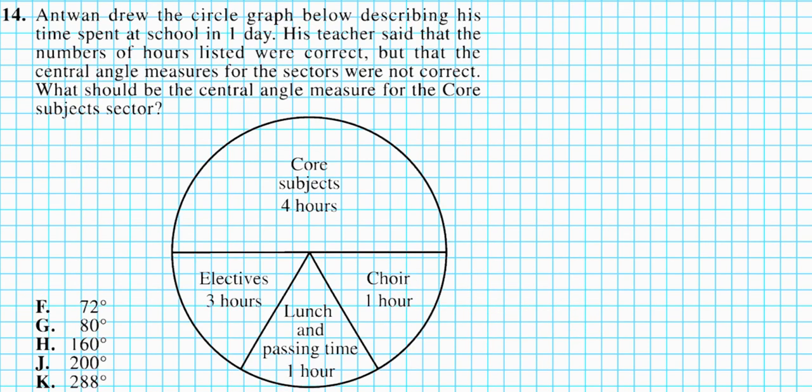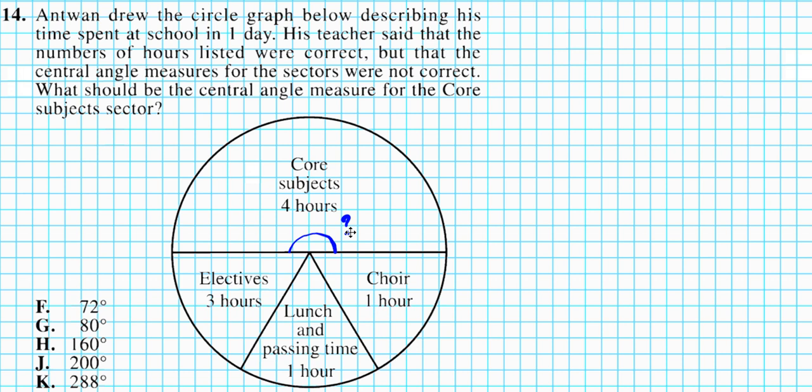All right, let's take a look at problem 14. We're looking at fractions and geometry together. It reads, Antoine drew the circle graph below describing his time spent at school in one day. His teacher said that the number of hours listed were correct, but that the central angle measures for the sectors were not correct. So those angles aren't provided. What should the central angle measure for the core subject sector be? Okay, what should that angle be? So we are looking for the measure of this angle right here, question mark.